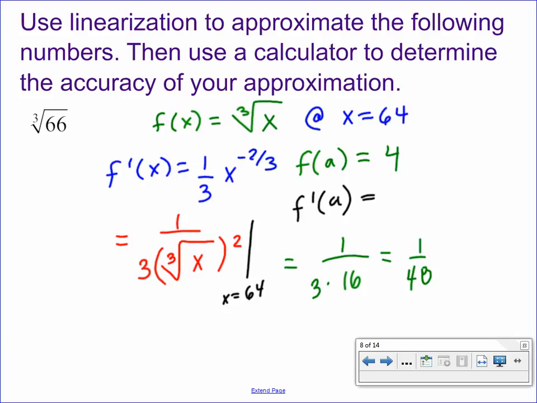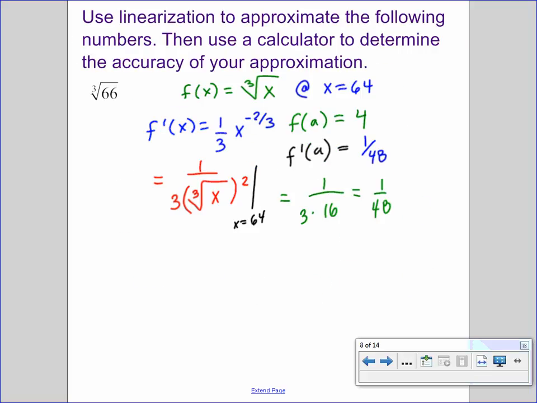And now I've got our final piece of the puzzle. All right, let's do it. So L of x. And this time we're going to jump right to the equation because you guys have now seen the form multiple times. F prime at a is 1/48 times quantity x minus 64.